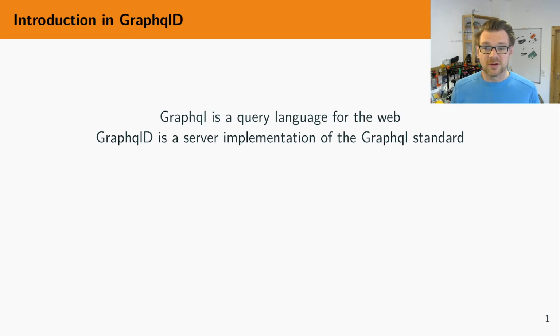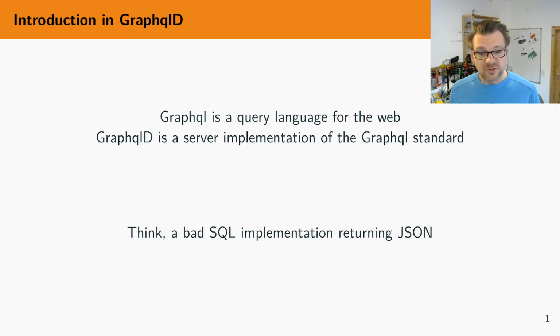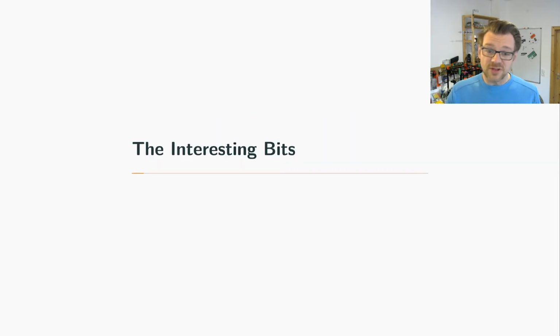GraphQL is a query language for the web, basically a REST successor. GraphQLD is a server implementation for this GraphQL standard. Basically, you can think of it as a bad SQL implementation returning JSON. So, the interesting bits about doing a GraphQL server implementation.